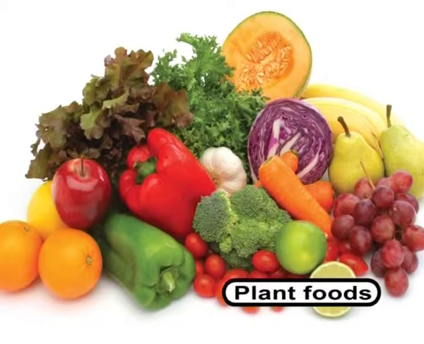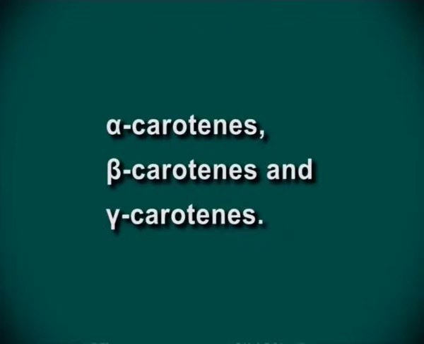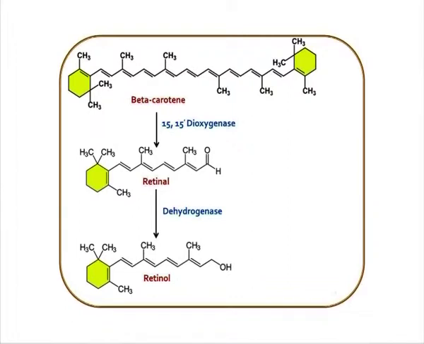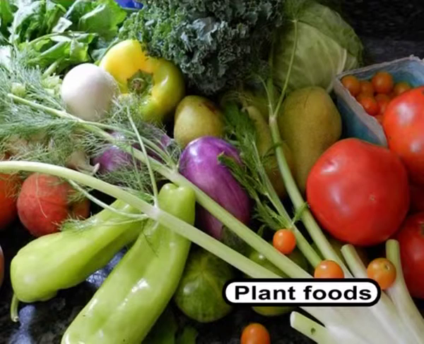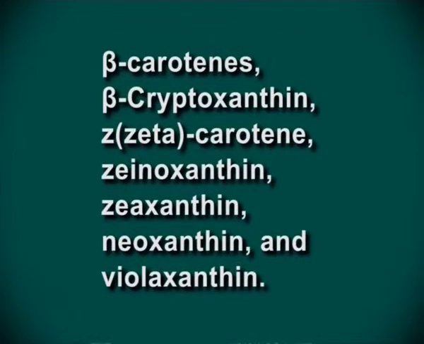In plant foods, it is present in provitamin form, which is known as carotenes. There are three types of carotenes present in plants: alpha carotene, beta carotene and gamma carotene. Beta carotene is the most potent source of retinol because one molecule of beta carotene yields 2 molecules of vitamin A in vivo. Generally speaking, dietary vitamin A is obtained from animal-derived foods, while plant foods provide carotenoid precursors such as beta carotene, beta cryptoxanthin, zeta carotene, xanthophyll, zeaxanthin, neoxanthin and violaxanthin.